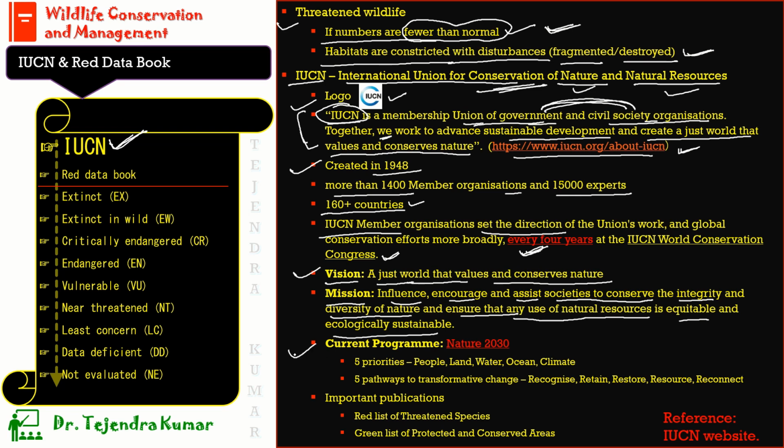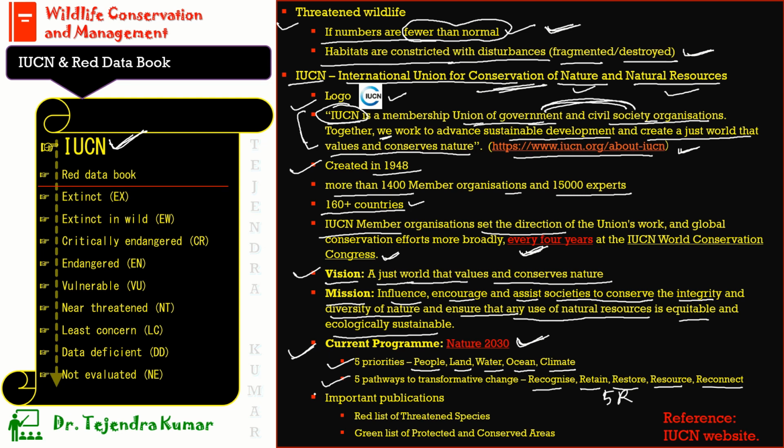The current program going on under the IUCN is Nature 2030. If you see, you will find 2030. So actually 2030 is the year. There are five priorities and five pathways decided by the IUCN. The five priorities are people, land, water, ocean, and climate. And the five pathways to transformative change they have decided are: recognize, retain, restore, resource, and reconnect. So these are the five pathways.